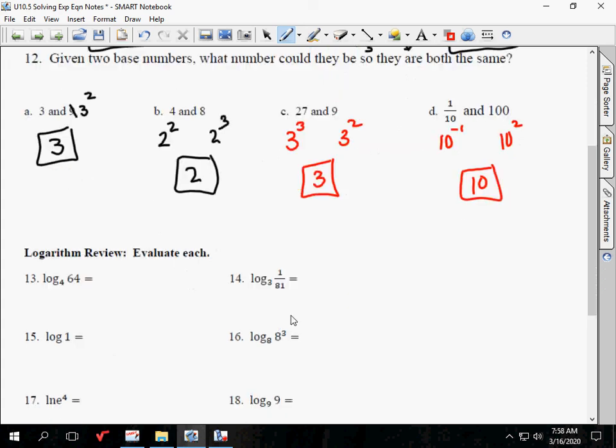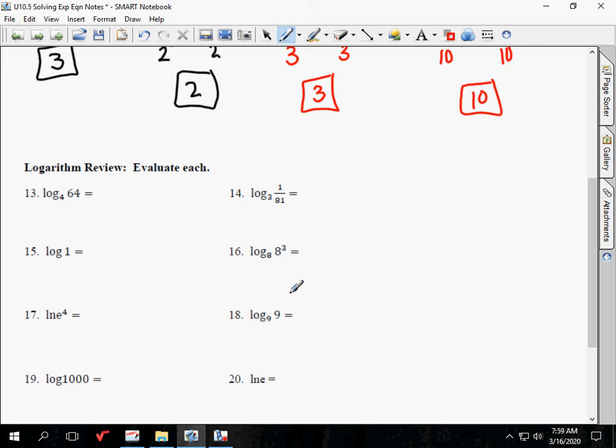All right, then these bottom 8 problems are just review of simplifying logs. Go ahead and try and see if you can simplify each of those, and then I'll put the answers down. All right, so those are the answers.